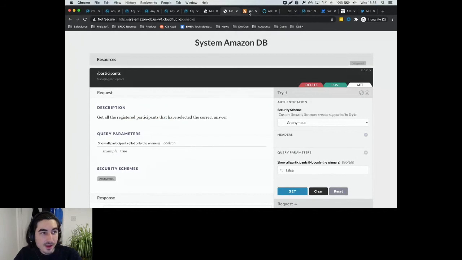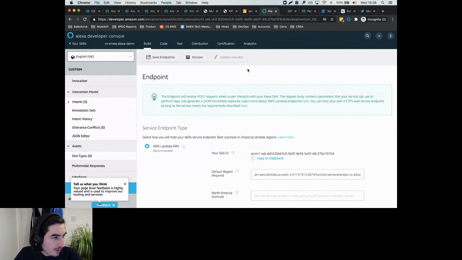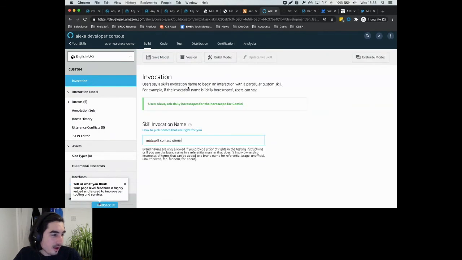Now, we're going to close it with a couple more ideas to give you. This is the Alexa Developer Console, and this is the actual Alexa Developer skill. This is how it looks. What happens here is that you have to define an invocation. Let's not dive into the details. You heard me saying open MuleSoft contest winner, right? That is a command that I define here. It's the invocation.